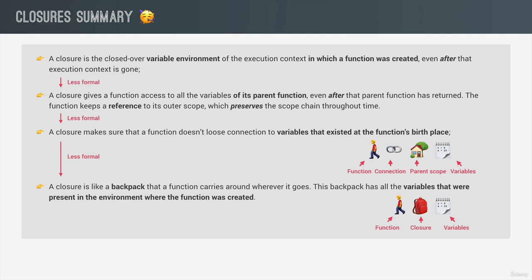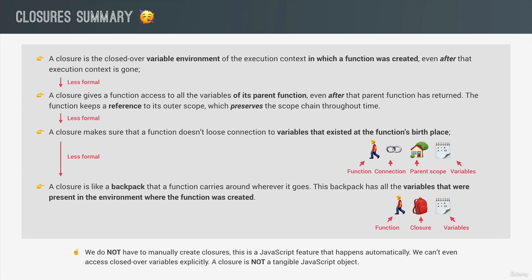Finally, we need to understand that we do not have to create closures manually. And this is also what I already touched on at the beginning of the lecture. Instead, this is something that JavaScript does completely automatically. We don't have to do anything. Also, there is no way for us to explicitly access closed over variables. That's because closures are not like a tangible thing. They're not like an object or so that we can access. So we cannot just reach into a closure and take variables from it. That's impossible, because a closure is just an internal property of a function.